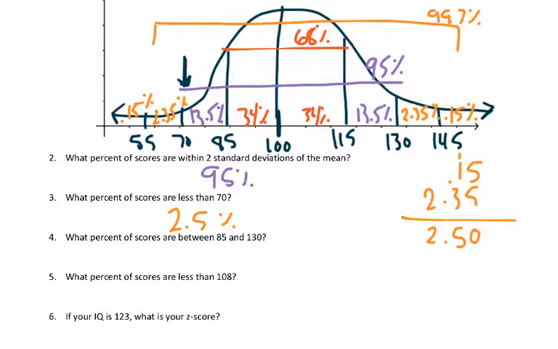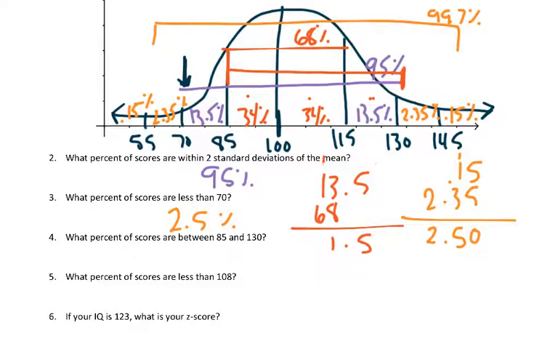What percent of scores are between 85 and 130? So 85 is right here, up to 130. Okay. So now we just add them. So 34 and 34 would make 68, right? Because we already know that. And then 68 plus 13.5. Wow. I cannot apparently add with decimals, can I? 13.5 and 68. So we add that up, and that would give us 81.5%.